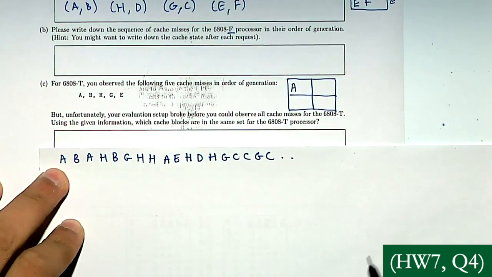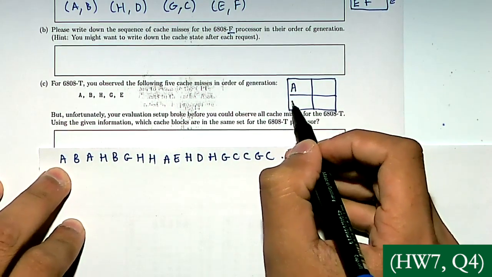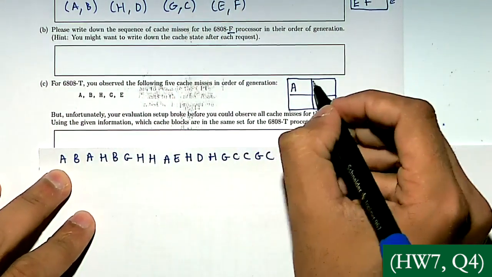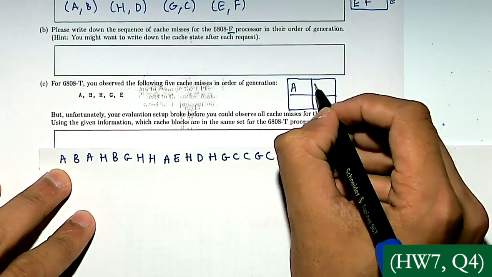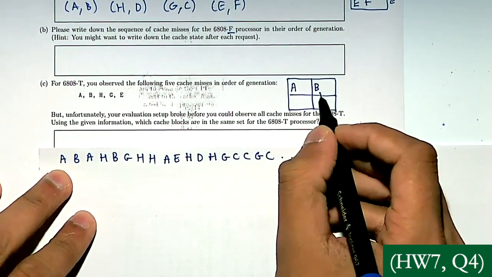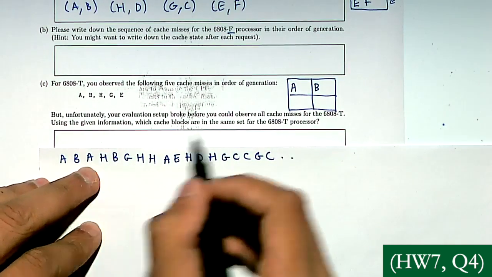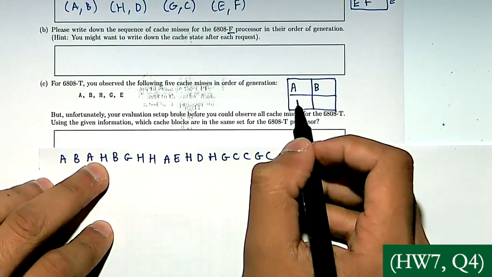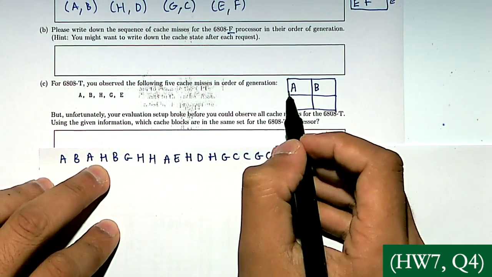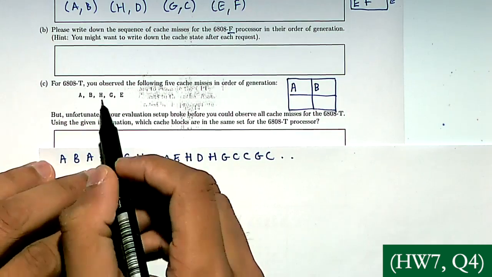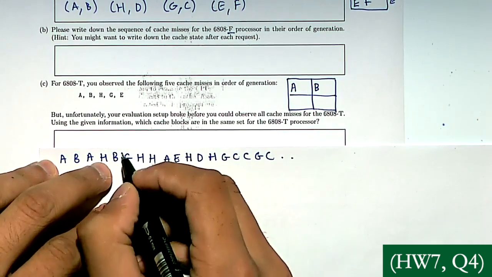And ordinarily, we wouldn't really know which set B should go to. But because of the information from part A of this problem, we know that B should go to the same set. So B will be mapped in here, since we're a two-way set associative. Then we have an access to A again, which is going to be a hit. Then we have H. So we don't actually know where H is going. And so we have to look at the misses that we get. So H is a miss because it hasn't been seen before.